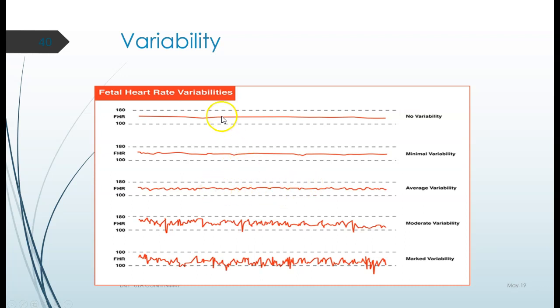So we go from 0, less than 5, and then 6 to 25. If you look at this beat to beat, this change from beat to beat through here is 6 to 25 beats per minute. We call that moderate. That's the one we want. And then this is marked. We're going from beat to beat kind of all over the place. All right. If you were to look at a strip on a test, it's not going to be real nebulous. It will be pretty obvious if they ask you to define it.